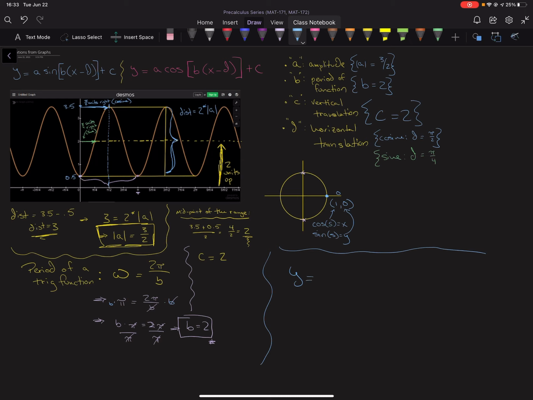Y equals, A is going to be the same. We're just going to assume A is positive this time. A cosine 2 times x minus pi over 2 plus 2. Let's simplify everything. That means distributing this through. 3/2 cosine of 2x minus pi plus 2.